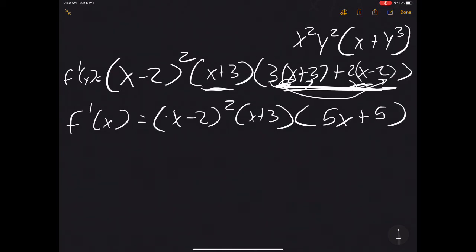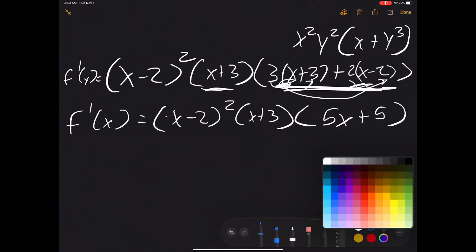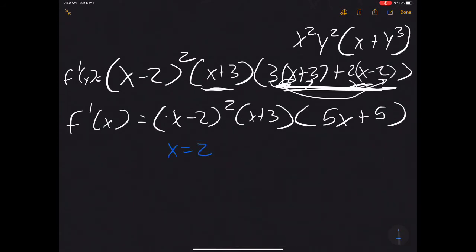And so we got to the point that we were looking for. We now know that our f prime of x is equal to 0. If we set it equal to 0, our f prime of x is equal to 0 when x equals positive 2, when x equals negative 3, and this last tricky one, we could factor out a 5, so it's when x equals negative 1. And that's half the battle. That's a big portion of what we wanted. So now we know where we have local extrema.